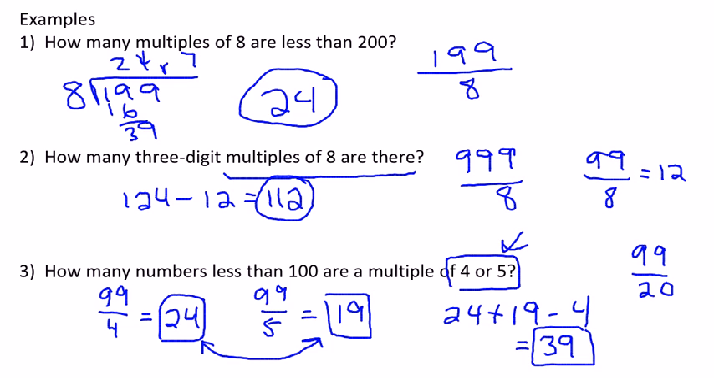So if there are two numbers, remember you have to divide by their least common multiple as well and then subtract that away.